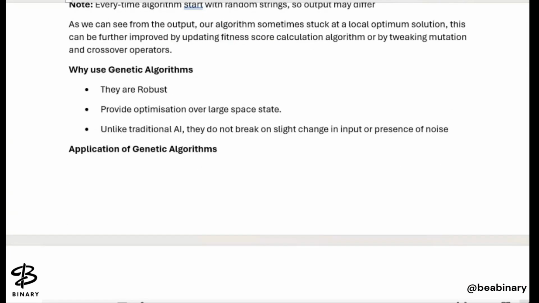So why use a genetic algorithm? They are robust. They provide optimization over a large state space. Unlike traditional AI, they do not break on slight changes in input or the presence of noise.